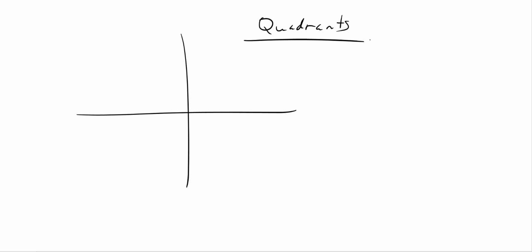I think it's important to make sure you know that. Quadrants: this is our first quadrant, this is the second quadrant, this is the third quadrant, and this is the fourth quadrant. They use Roman numerals. I don't care if you use Roman numerals or regular numbers. It doesn't matter. But how do you remember this? That was kind of a clever way to remember it.